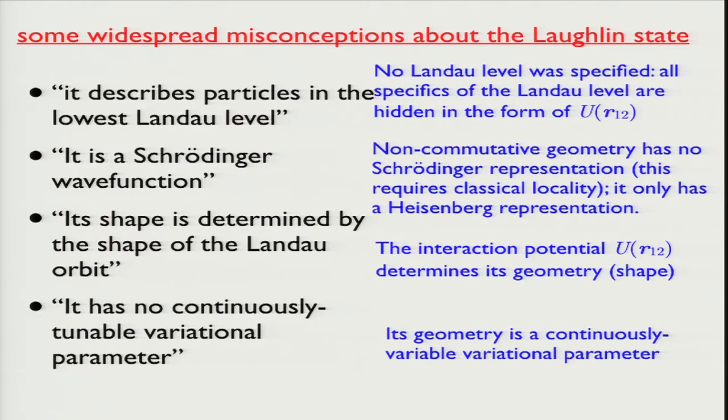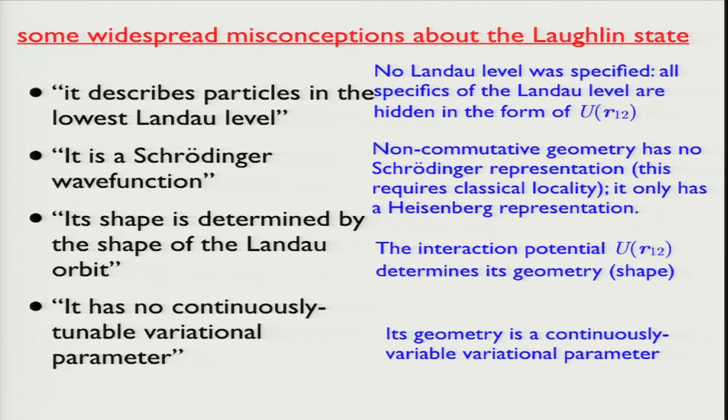It's often said to describe particles in the lowest Landau level. That's absolutely incorrect. No Landau level is specified in this problem. All the details of the Landau level, as Bert pointed out, are hidden in the detailed form of the interaction potential of the non-commutative coordinates in the problem. The second statement, which Laughlin, of course, made, was that it's a Schrödinger wave function. It's usually called the Laughlin wave function.